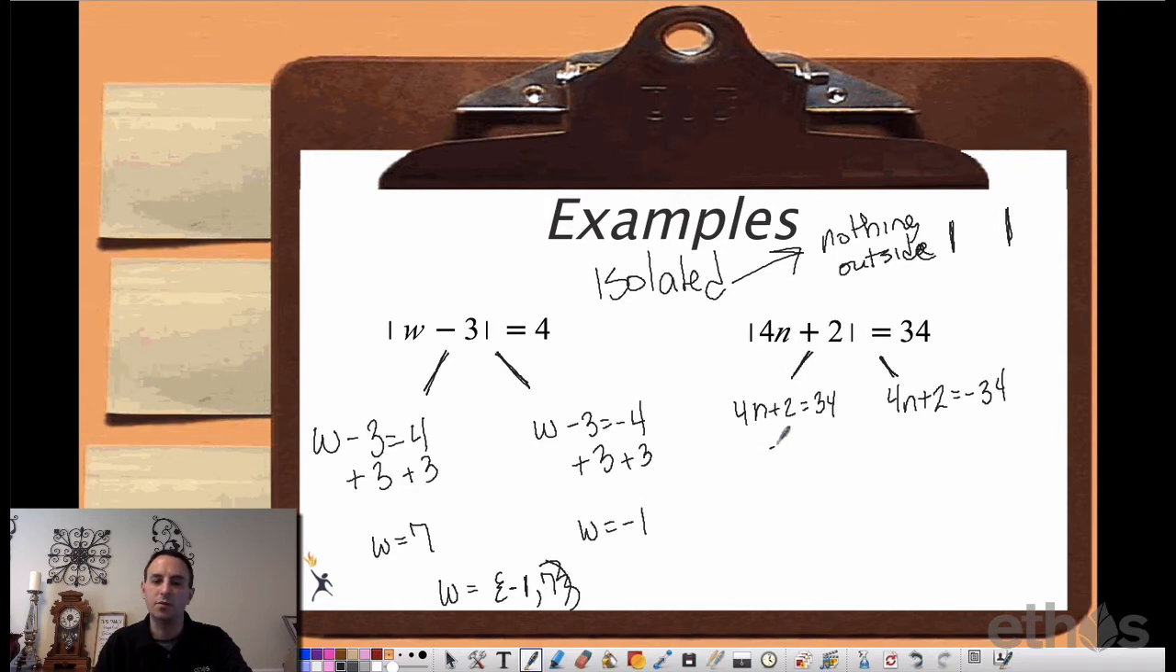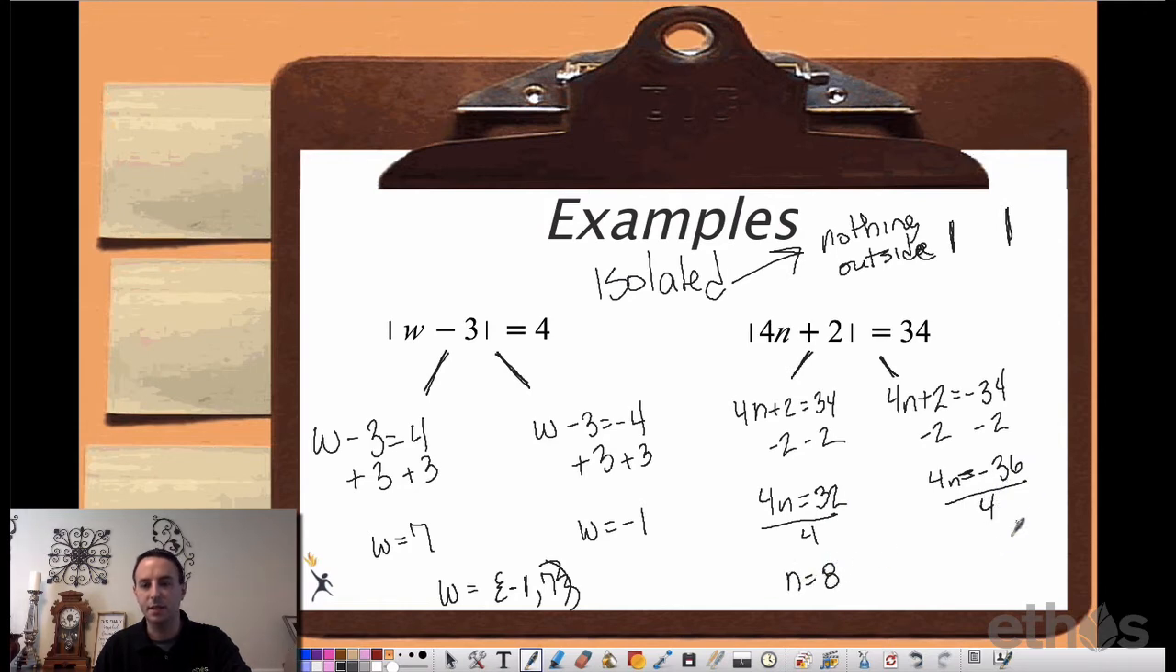All right, so let's walk through this. We're going to subtract 2 from both sides each time, no matter what we're doing. So I've got 4n is equal to 32, and over here I've got 4n is equal to negative 36. Now I'm going to divide both sides by 4. So over here, n is equal to 8, but on this side, n is equal to negative 9. So we would say the answer is n is equal to negative 9, 8, in brackets, and that's going to be our final answer.